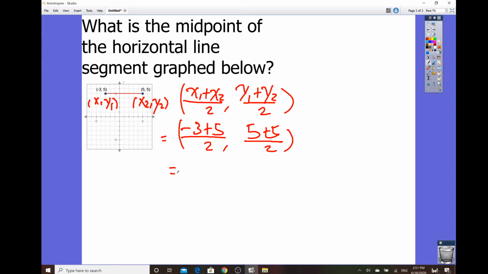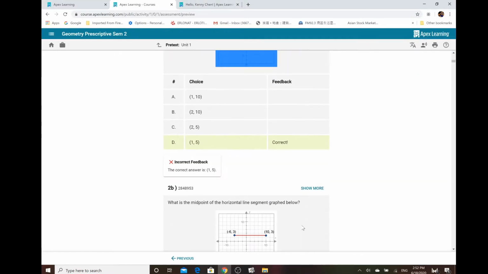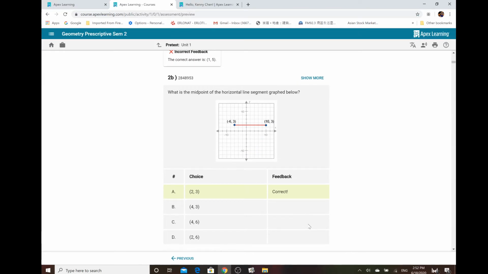And you can do it mentally: negative 3 plus 5 is 2, and then 2 over 2 is 1. And then 5 plus 5 is 10, over 2 is 5. So 1, 5, which is right up here, and that will give you the midpoint. Okay, so now let's see what else we have for the next one. I'm sure that's going to be quite similar. Again, this one also uses the midpoint formula, and you try to do it mentally.